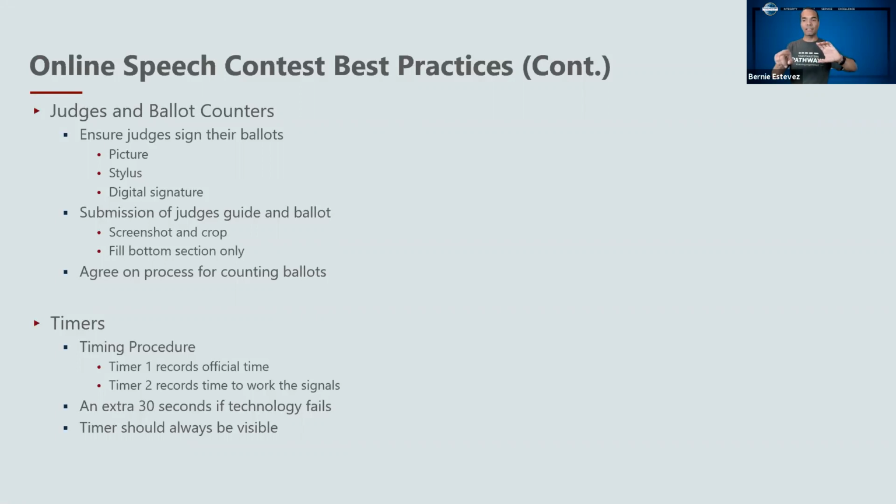What I mean by taking a screenshot and crop is basically this: if you're doing it on the computer and you use the snipping tool, if you're using Windows, I don't know what the equivalent is on a Mac, but regardless, you can take a screenshot of the whole sheet, and then you can crop just the bottom part and then send it off to the ballot counters.